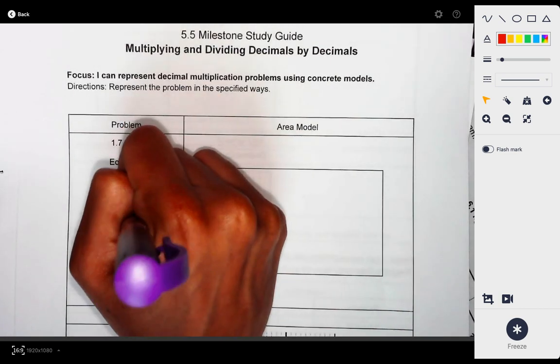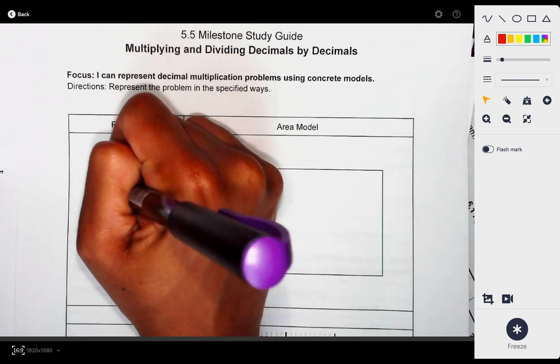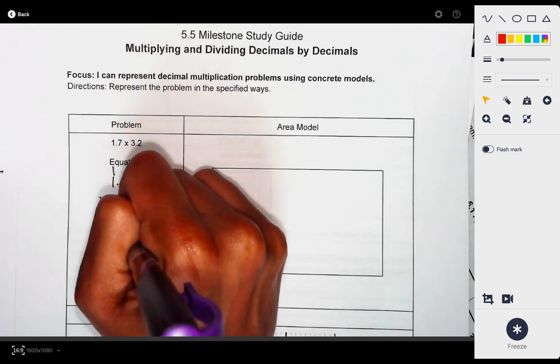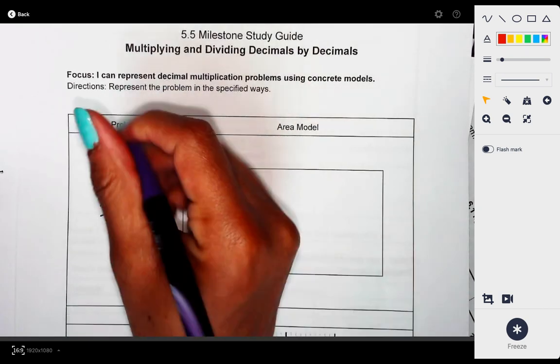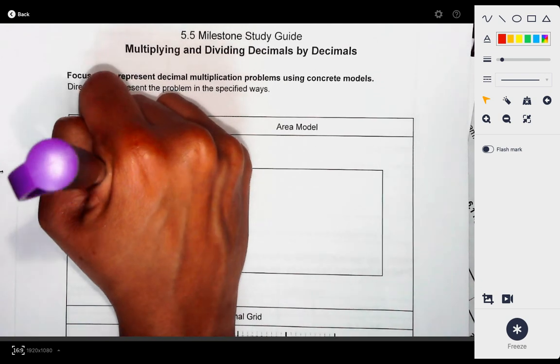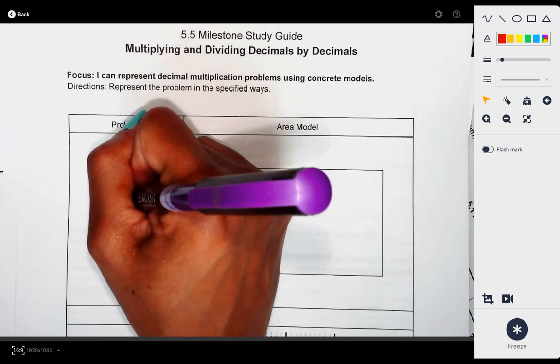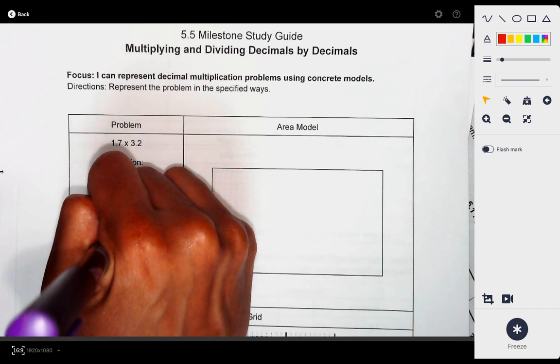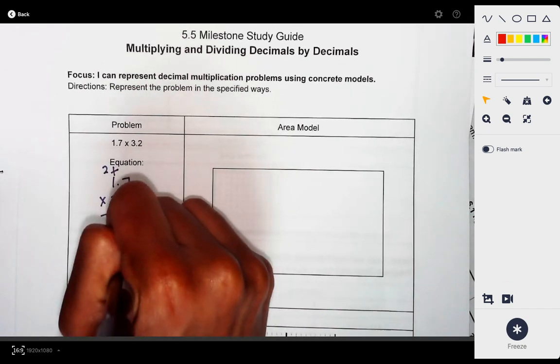7 times 2 is 14. 1 times 2 is 2, plus 1 is 3. We add our placeholder 0. 7 times 3 is 21. 1 times 3 is 3, plus 2 is 5. And then we add them up.